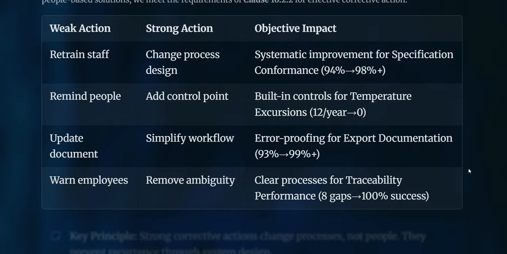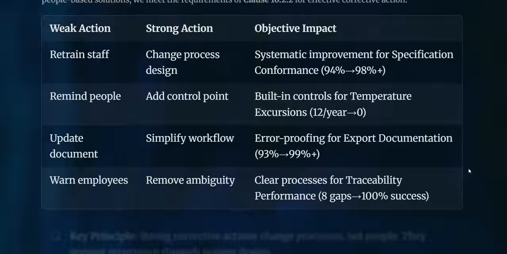The weak action example is to retrain staff, but the strong action is to change the process design. The objective impact with such action includes systematic improvement for specification conformance. Another weak action is to remind people. A strong action is to add control points, and the objective impact with such action is to add built-in controls for temperature excursion. We will demonstrate shortly.